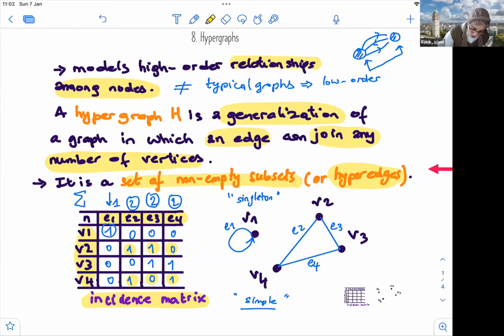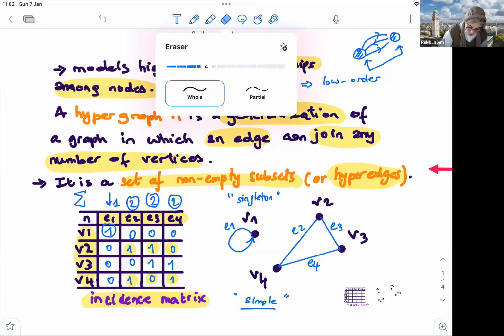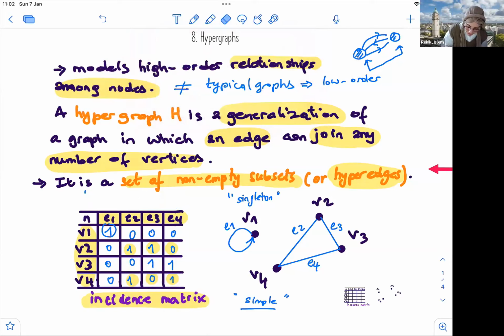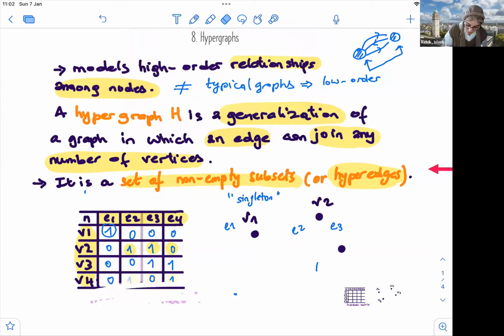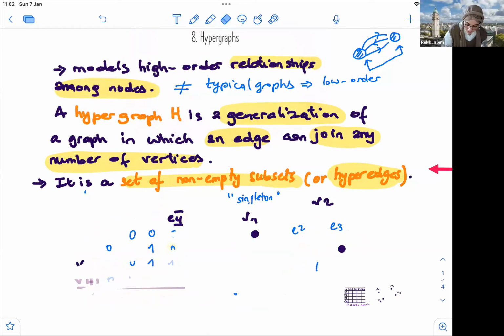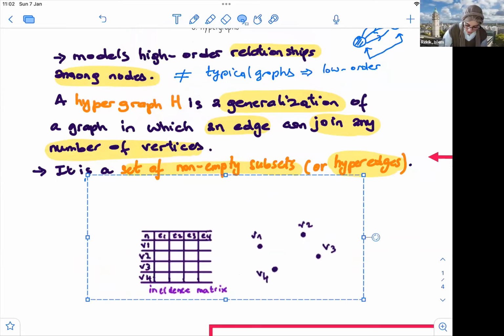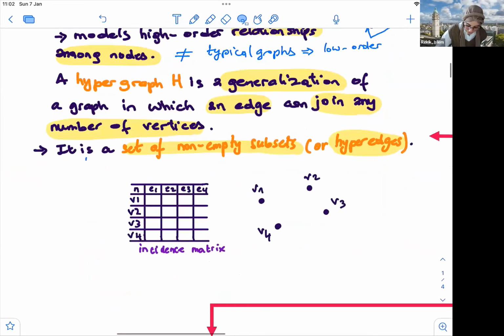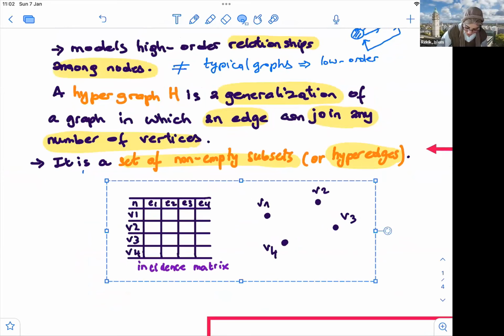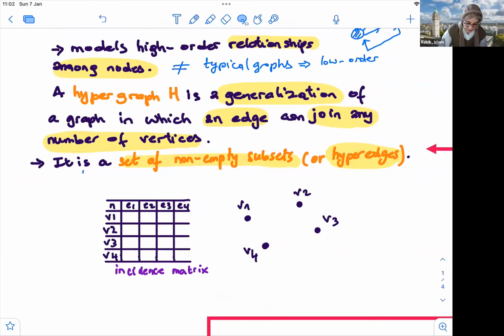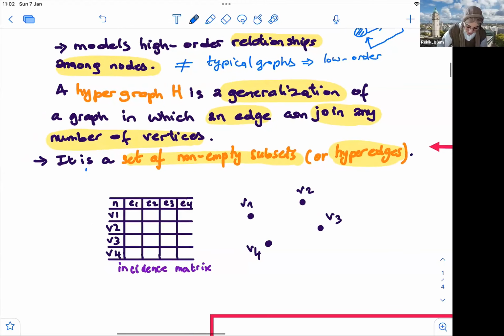Now, how do we generalize this, or what do we need to change to make this a hypergraph? So I'm going to remove all of this. Okay. And then we will draw a hypergraph together. So let me take this example again right here. And here we go. In this case, we're going to allow for multiple edges to be connected together. So let's say edge 1 here. An edge can join any number of vertices. So I want this edge to connect V1, 2, and 3.